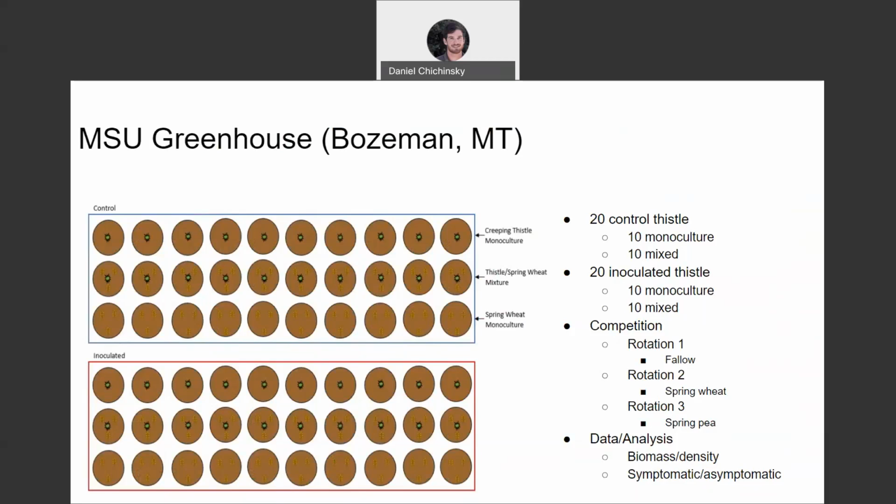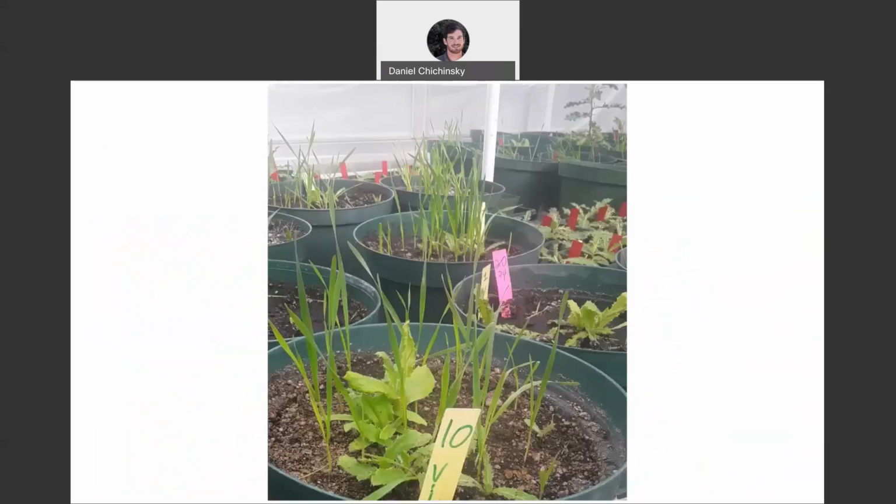This trial had a total of 3 rotations. We had a simulated fallow, we had a spring wheat competition, and a spring pea competition. We then collected data and performed analysis on biomass and density of the thistle and crop, and we looked for any signs and symptoms of infection. And this image shows our study in the greenhouse. We can see thistle and spring wheat growing together in these 10-inch planters.